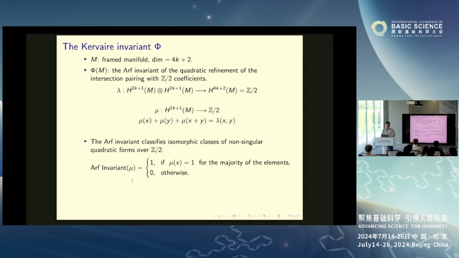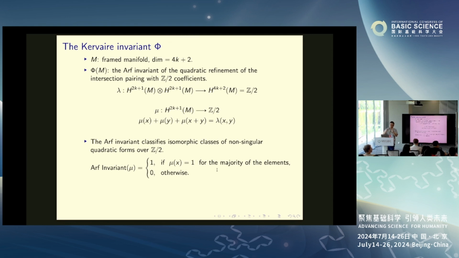One way to define this is the following. We just plug in all the possible inputs from this vector space over Z mod 2. Due to its non-singularness, the output will have different numbers of values 0 and 1, and the majority will be defined as this invariant. By the way, according to your brother, he calls this invariant the democratic invariant because of this definition.